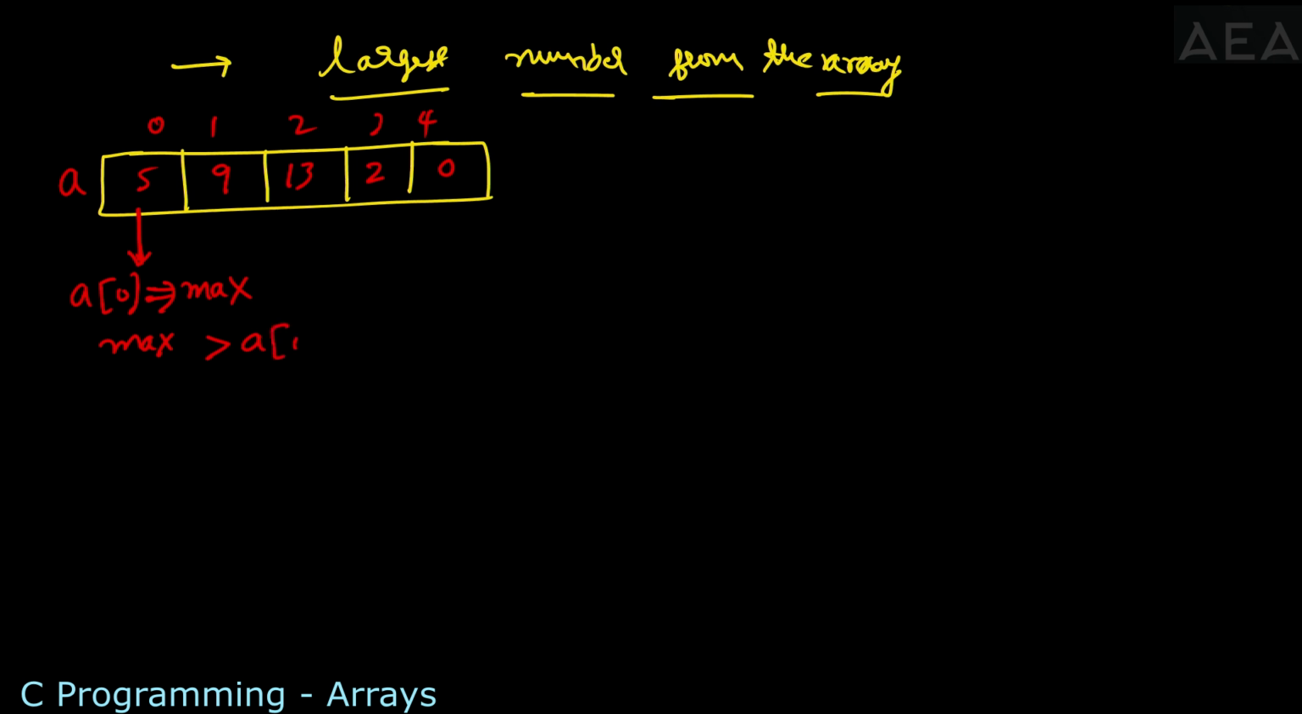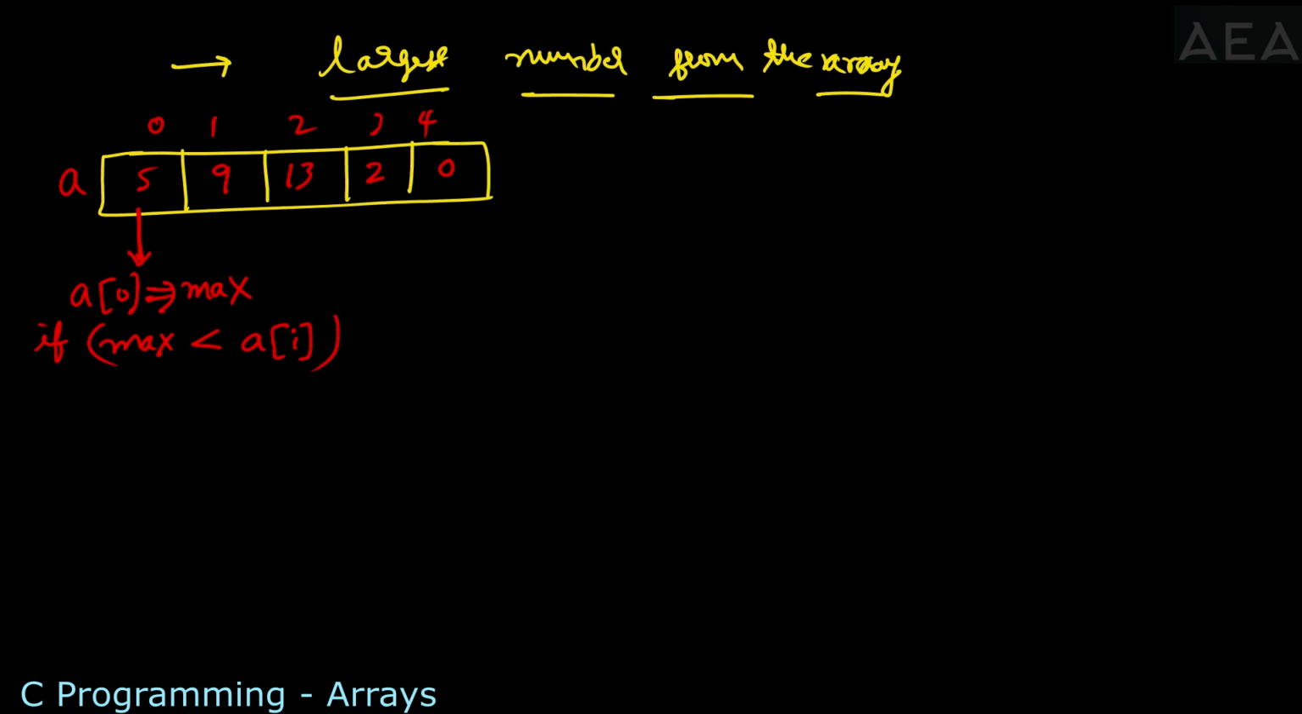So A of 1 now. Just you have to find out this value. Max is greater than or equal to A of I. If it is true, then keep the max number as it is. If it is false, you have to swap this one. For that purpose, I am writing the condition less than: max less than A of I.